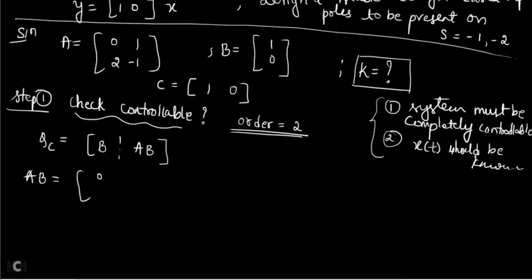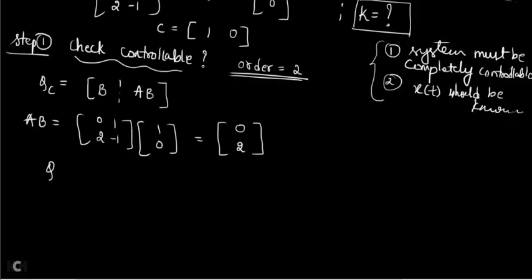AB is equal to [0, 1; 2, -1] multiplied with B, which is [1; 0]. If you multiply first row into first column, 0 into 1 plus 1 into 0, you are going to get 0. Next, second row into first column, 2 into 1 plus -1 into 0, gives 2. So AB is equal to [0; 2]. So now QC is equal to B, which is [1; 0], partitioned with [0; 2].